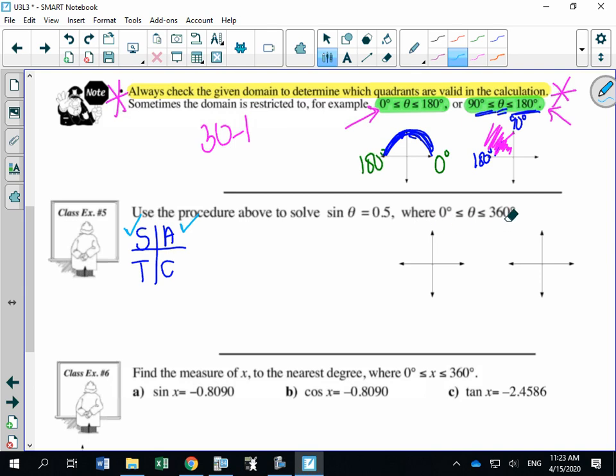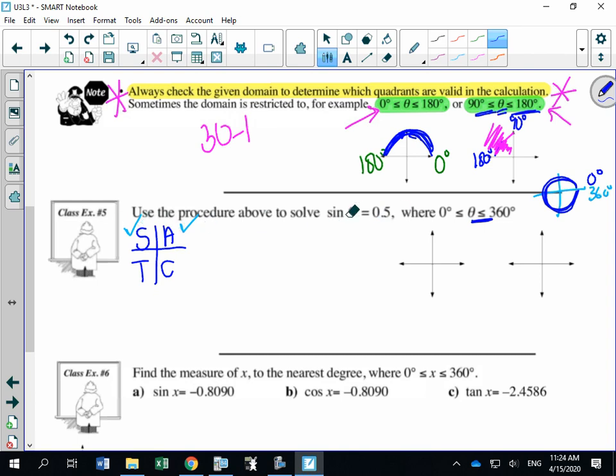And then they're saying they want the domain to be from negative 360 to 0. So what that means is this is 360 degrees, and this is 0 as well. So they want my solution to be less than 360 but greater than 0. So basically, my domain is anywhere in quadrants 1 to 4. So I'm going to have two solutions, right? Because sine is positive in these two quadrants.